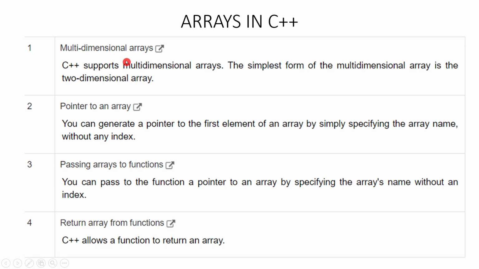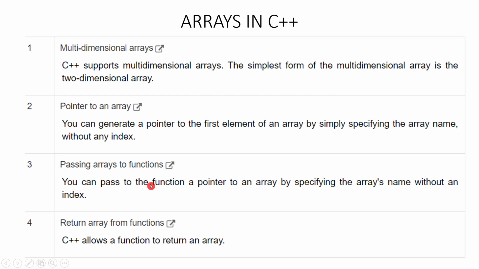The arrays can be multi-dimensional arrays, which we already discussed in the last class. C++ supports multi-dimensional arrays. The simplest form of the multi-dimensional array is the two-dimensional array. Basically, it's a matrix. And you can also use a pointer to an array. You can generate a pointer to the first element of the array by simply specifying the array name without any index, which we'll see in this class, and passing arrays to functions.